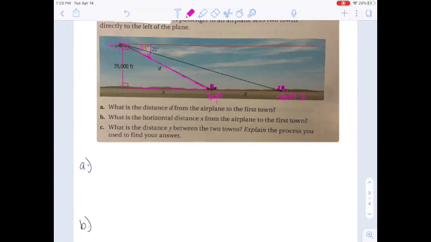My pink triangle. I know that 25,000 feet is that perpendicular, and I'm trying to solve for D. So remember, your angle of depression is equal to your angle of elevation. So this 25 right here, I'm trying to highlight for you, 25 degrees is congruent to this 25 degrees of an angle of elevation from the ground looking up to the airplane.